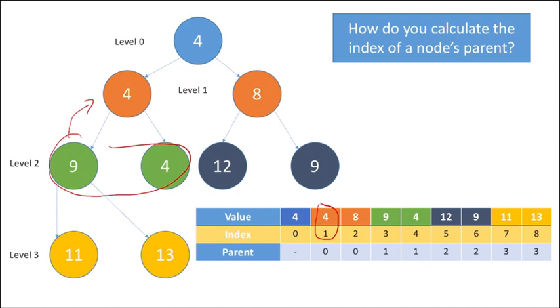So a more interesting question is, what's an equation for going from a current node's index, so for example, the 3 here, to the parent index. So if I want to traverse this tree from this 9, and I want to get to the root, I need to go to the parent, and then I need to go to the parent's parent. So how do I compute those indices?